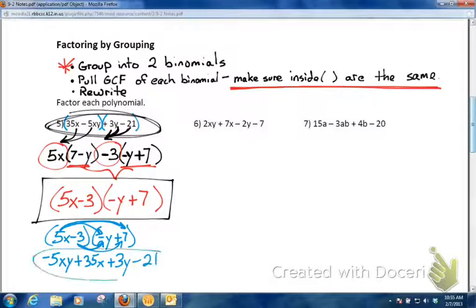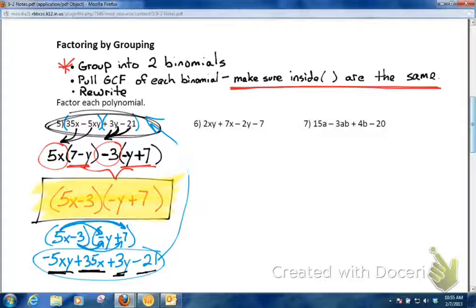So you look at this and you say, is this the same as my original problem? And yeah, it's in the wrong order, but you have your positive 35x, your negative 5xy, positive 3y, negative 21. So that just confirms the fact that this was the correct factored form.